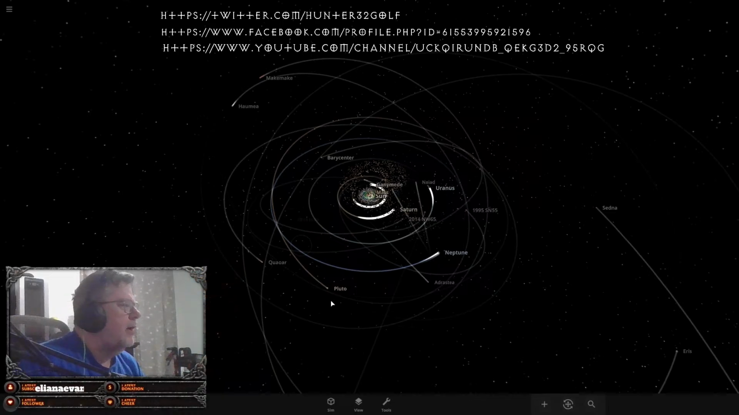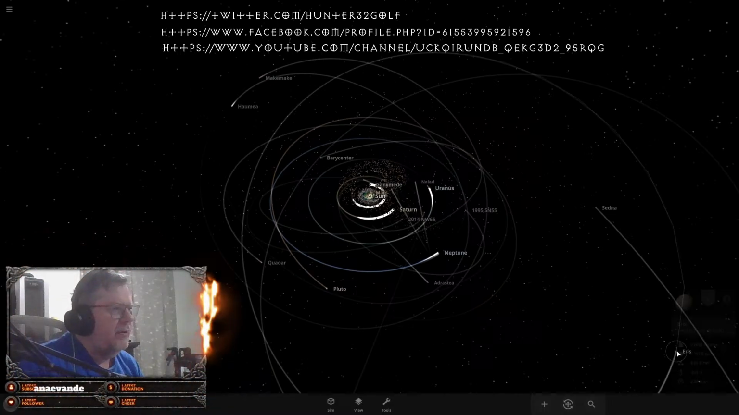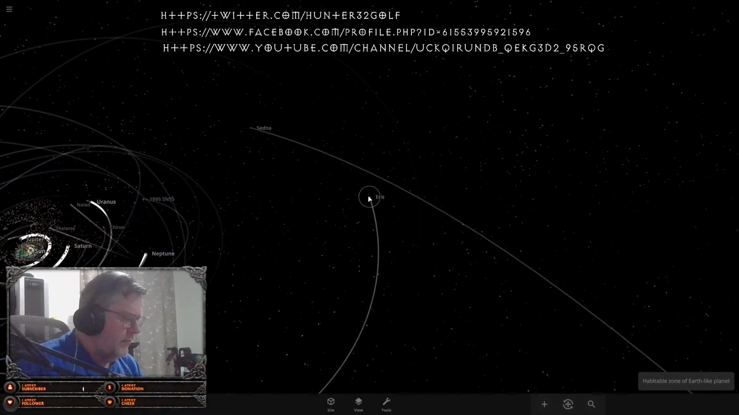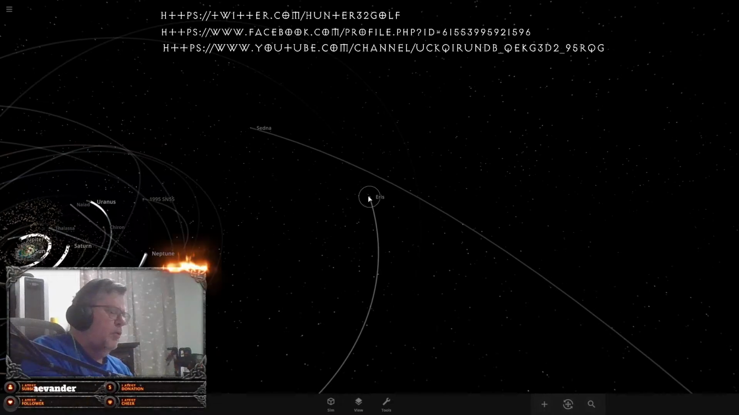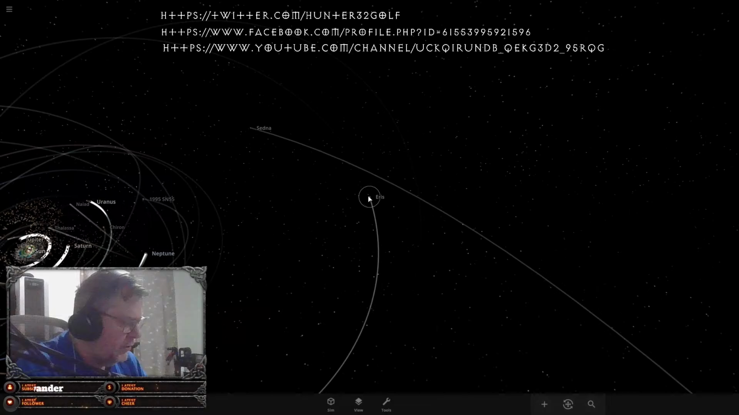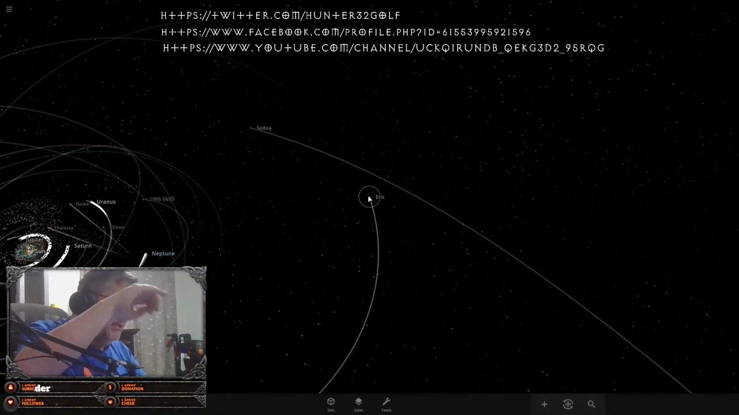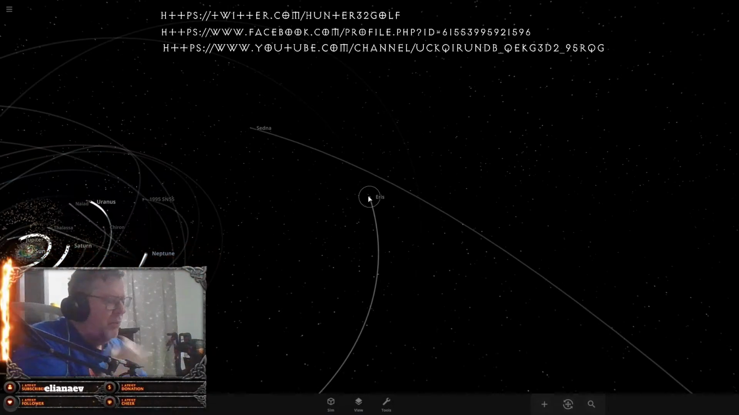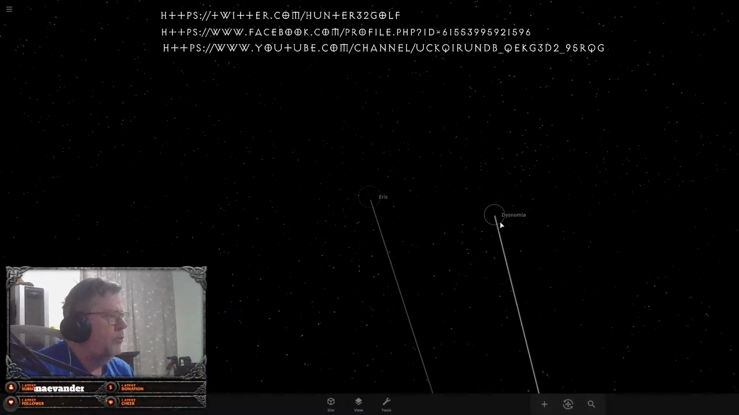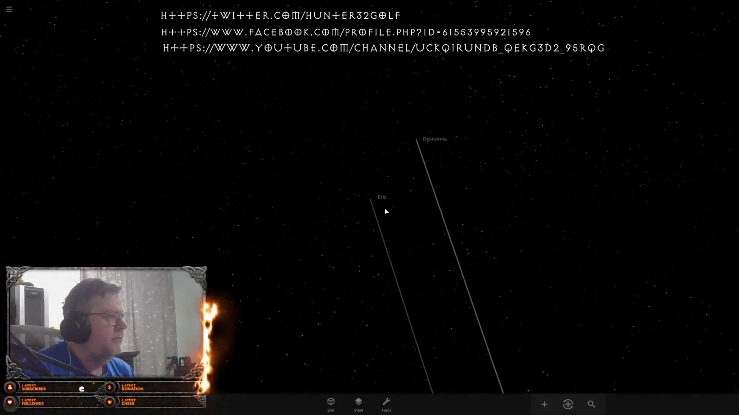Now, Eris, our first dwarf planet. Where did you go, Eris? Oh, it's over here. Its orbit is roughly 38 astronomical units to 97 astronomical units, with a semi-major axis of 67 AU. So you could probably roughly say 67 AU. It takes approximately 560 years to orbit the sun, and Eris has one moon, Dysnomia, right here.